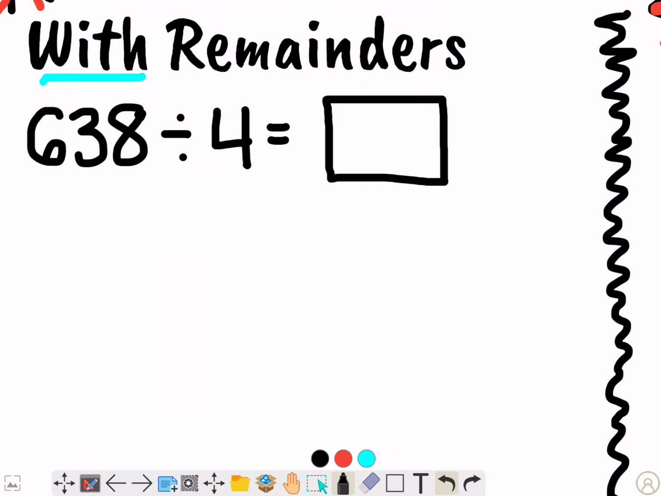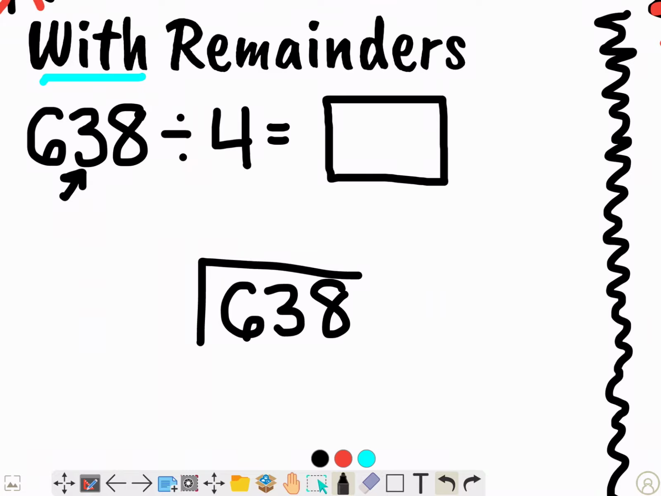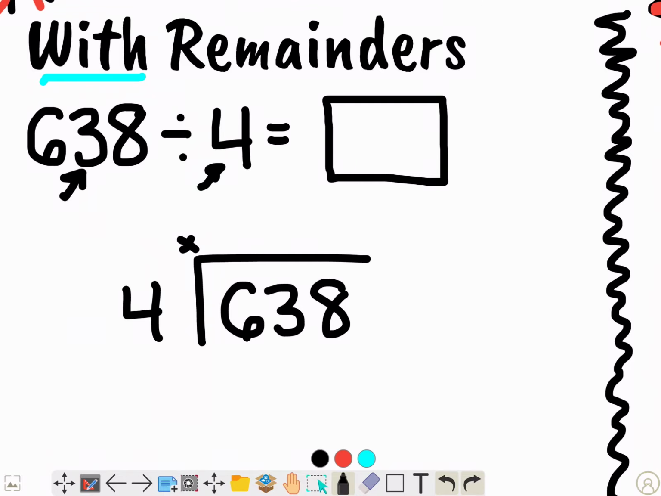Your first number, which is your dividend, is going to go inside the house. And your second number, which is your divisor, is going to go outside the house, because you're seeing how many times can 4 go into 638. So I'm always going to put an X right there, or a multiplication sign. So how many times can 4 go into 638?